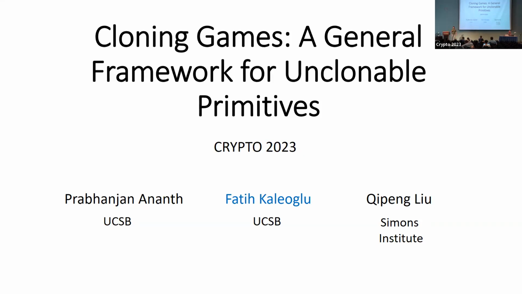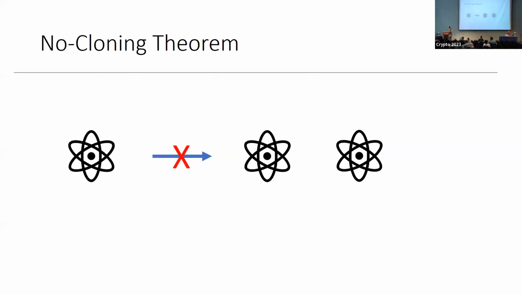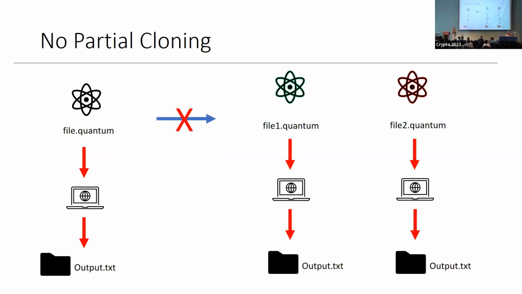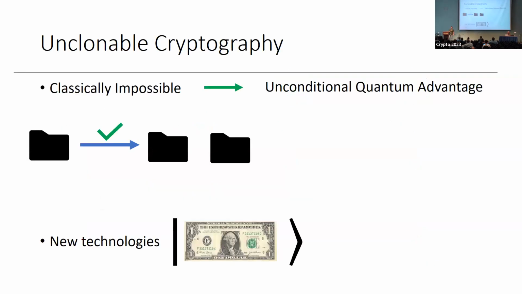Hi, everyone. I'll talk about cloning games today. So I'll start with the no-cloning theorem. In quantum mechanics, it is impossible to clone arbitrary quantum states, whereas in the classical world, you can clone data as much as you want. And we also have some states satisfying no partial cloning, meaning given the quantum state, it's impossible to create two states, both of which can be used for the same functionality as the original state. And this is stronger than just the statement of the no cloning.